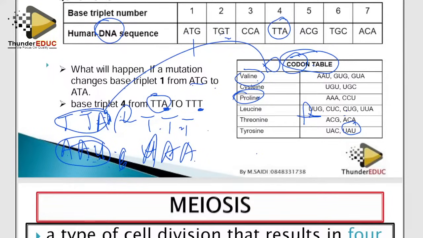Or if they ask you from messenger RNA, then you start from messenger. A change in the sequence of bases of messenger will result in a different sequence of transfer RNA, bringing amino acid, and then it will result in a different protein.